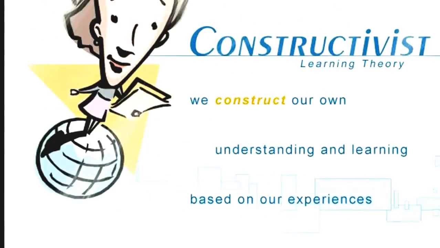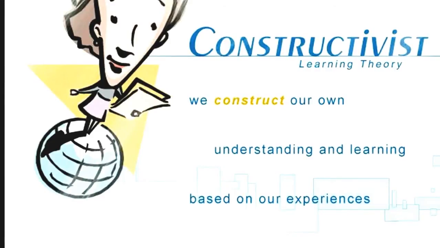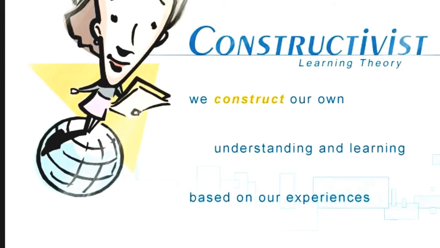The constructivist learning theory is based on the premise that we construct our own understanding and learning based on our experiences. According to Piaget, one of the leading constructivist theorists, we develop schemas, which are mental models that we use to make sense of our experiences. When we learn, we modify our schemas to accommodate our new experiences.